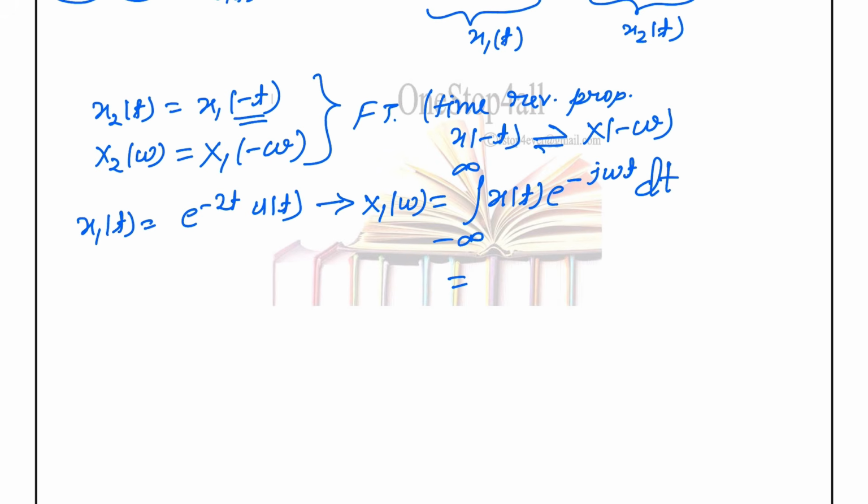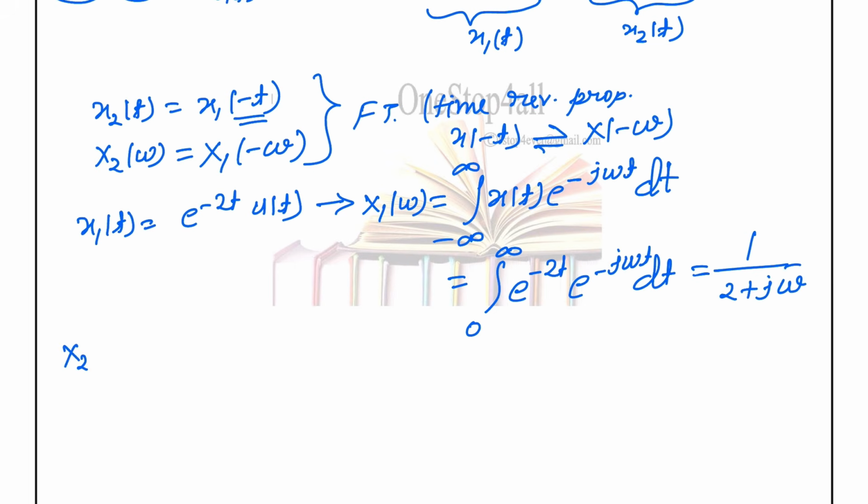This is your formula for the Fourier transform calculation. We will substitute the values here. So, it will be 0 to infinity e to the power minus 2t e to the power minus j omega t into dt. Solve this one, this will be simply 1 by 2 plus j omega. So, this will be x1 of omega. Similarly, x2 of omega will be simply x1 of minus omega, so it will be 1 by 2 minus j omega.